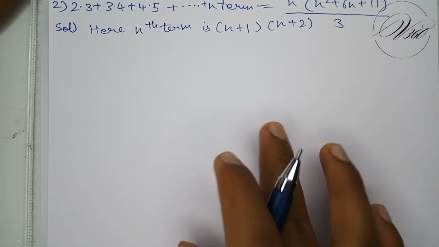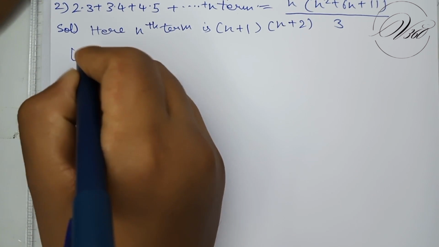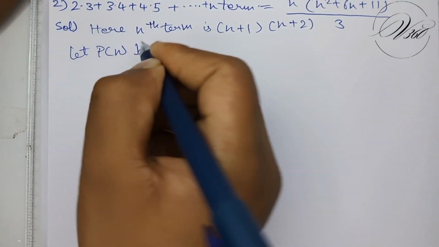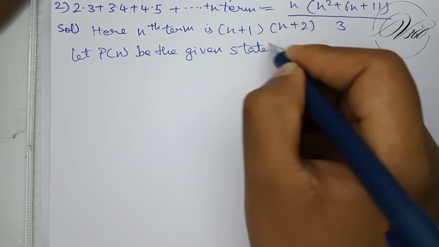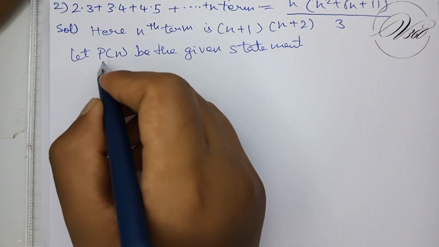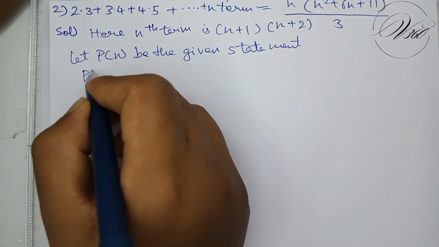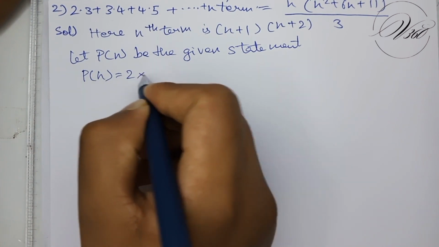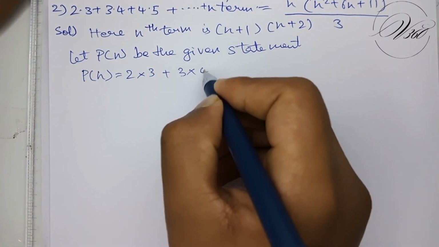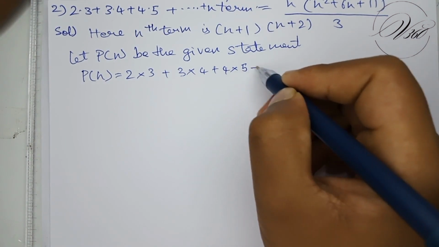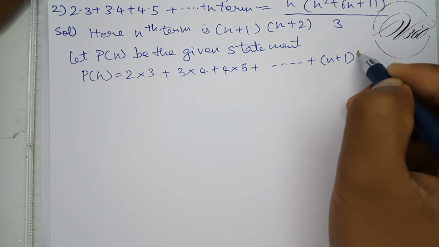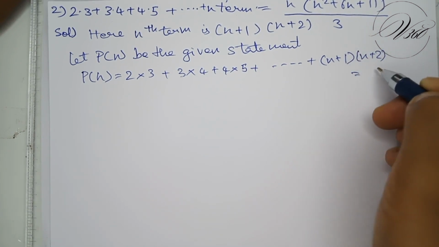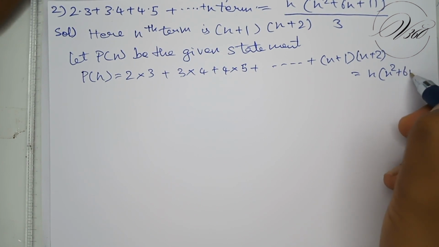Let P of n be the given statement. We will now take P of n equal to 2 into 3 plus 3 into 4 plus 4 into 5 up till (n plus 1)(n plus 2), which is equal to n(n square plus 6n plus 11) by 3.